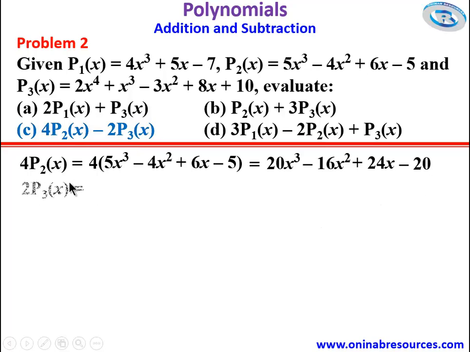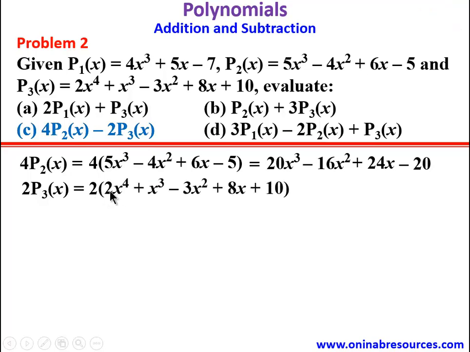Then we go for 2P3 of x. So we are going to have it as 2 into 2x⁴ plus x³ minus 3x² plus 8x plus 10. 2 times 2x raised to the power 4 will give us 4x⁴. 2 times x³ gives 2x³. 2 times negative 3x² gives negative 6x². 2 times 8x gives 16x, and 2 times 10 gives 20. Now we have gotten the two expressions for 4P2 of x and 2P3 of x.